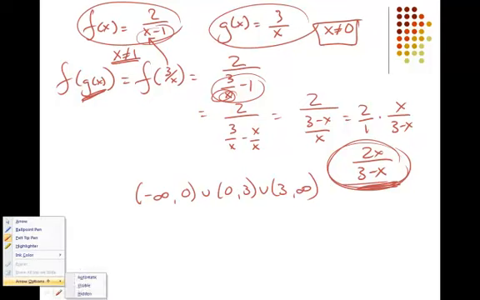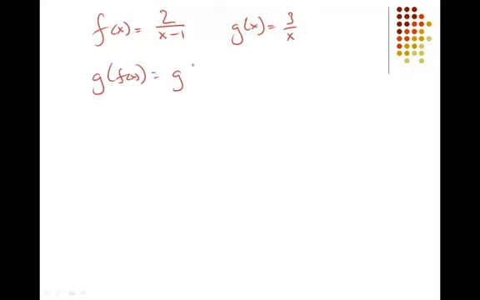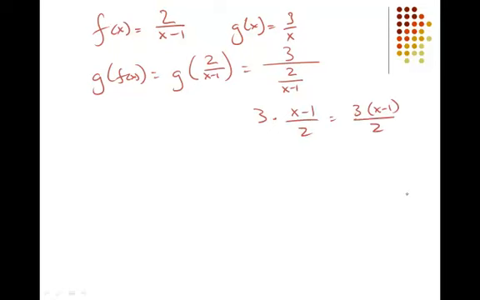Let's try one more of these. I'm going to erase, but I'm still going to use these two functions. And we're going to do our g of f of x, which means that into the g function, I'm going to put this equation. So now I've got 3 over 2 over x minus 1, which is 3 times x minus 1 over 2, or 3 times x minus 1 over 2.